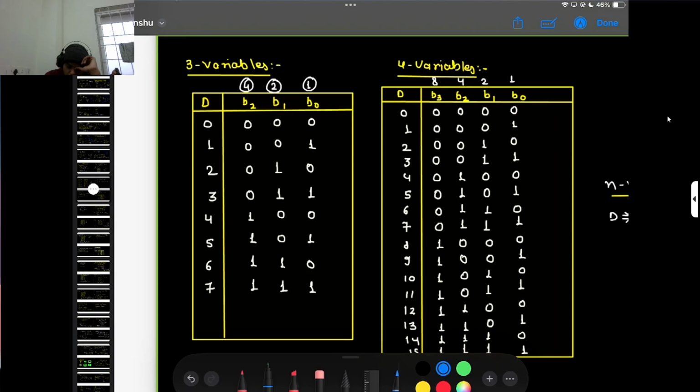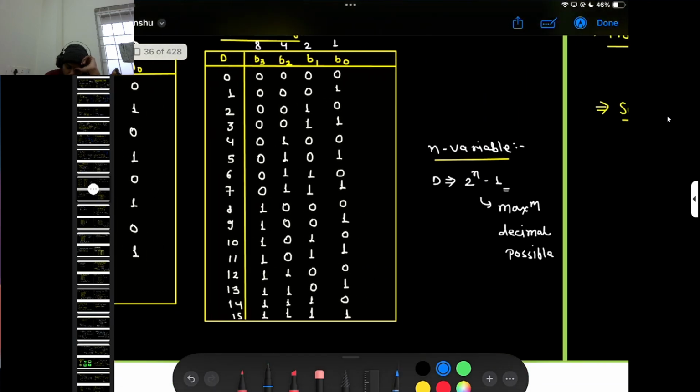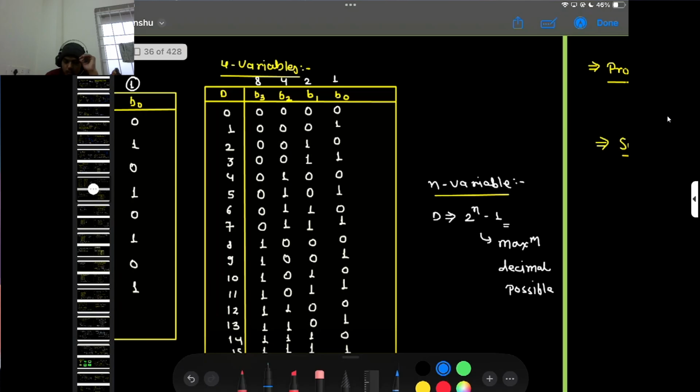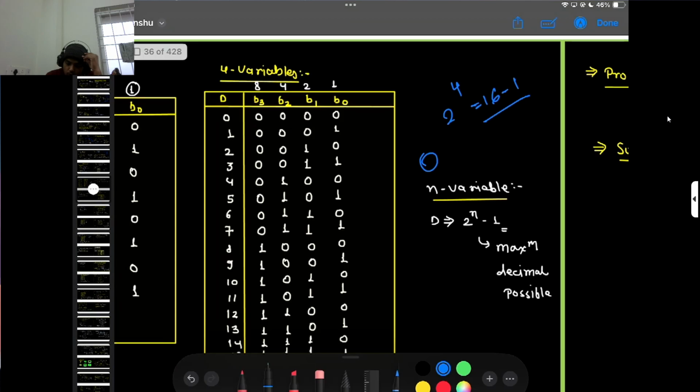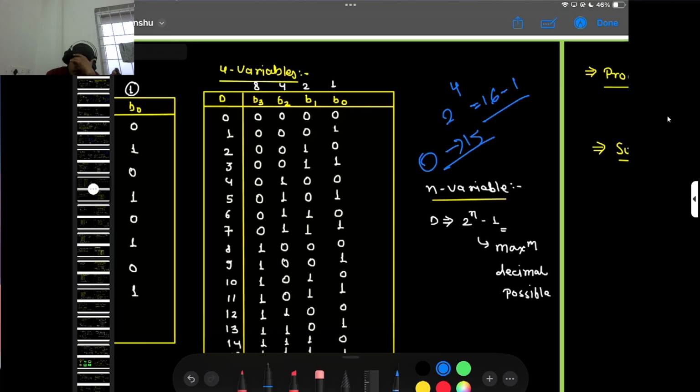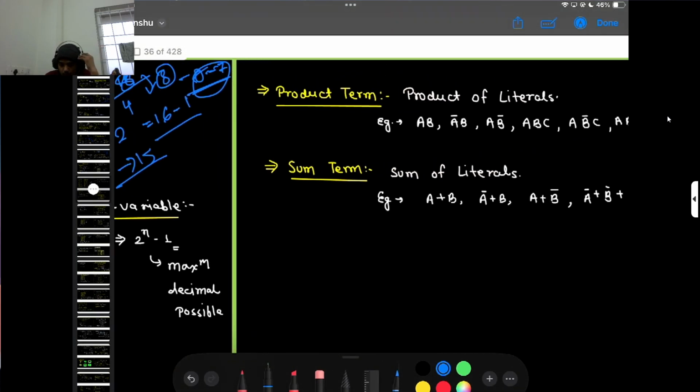With three variables the maximum is 7, and with four variables it is 15. Basically 2 to the power 4 means 16, and 16 minus 1 because it starts from 0, so a total of 16 numbers will be there, going from 0 to 15. Same as 3: 2 to the power 3 equals 8, so a total of 8 numbers, 0 to 7, maximum 7 in decimal you can represent.